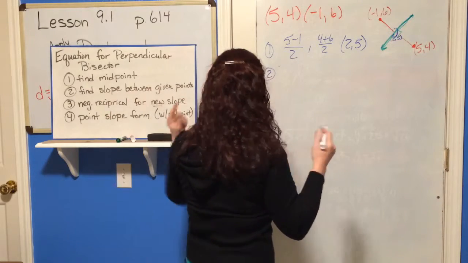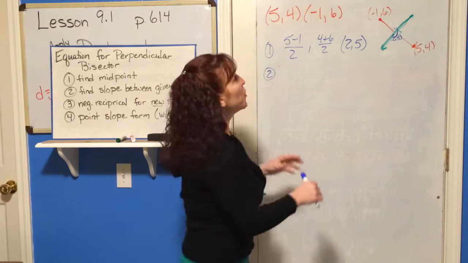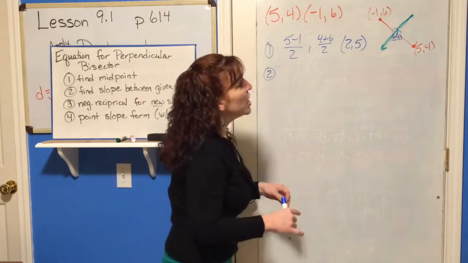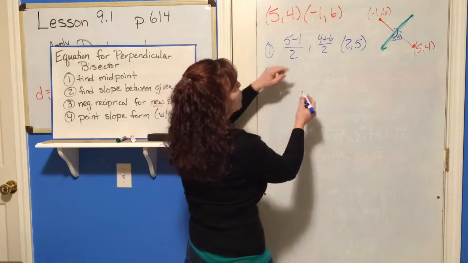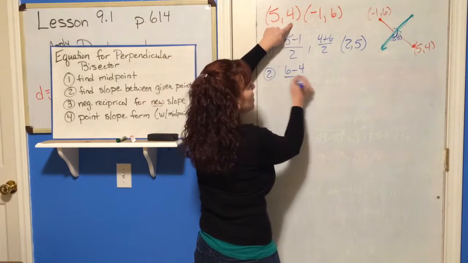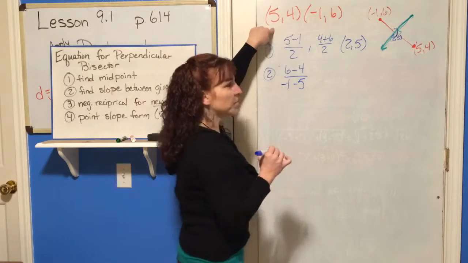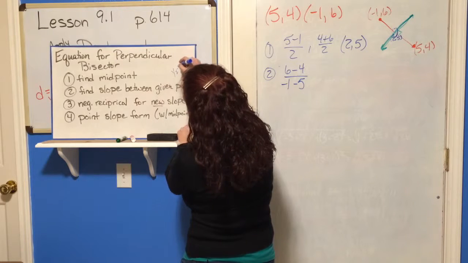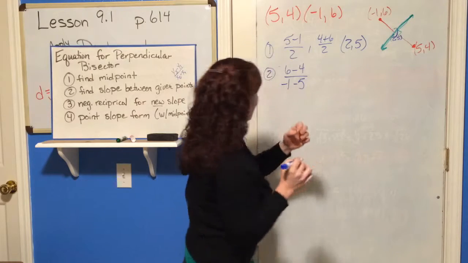Now I need to find the slope between these 2 points. Do you remember how to find the slope? The slope, you remember, is the rise over the run. So it's the difference of the y's over the difference of the x's. So it's going to be your y minus your y over your x minus the x. Remember that? So your slope formula is y2 minus y1 over x2 minus x1. So if you need to put that in your notes, we didn't have that before.